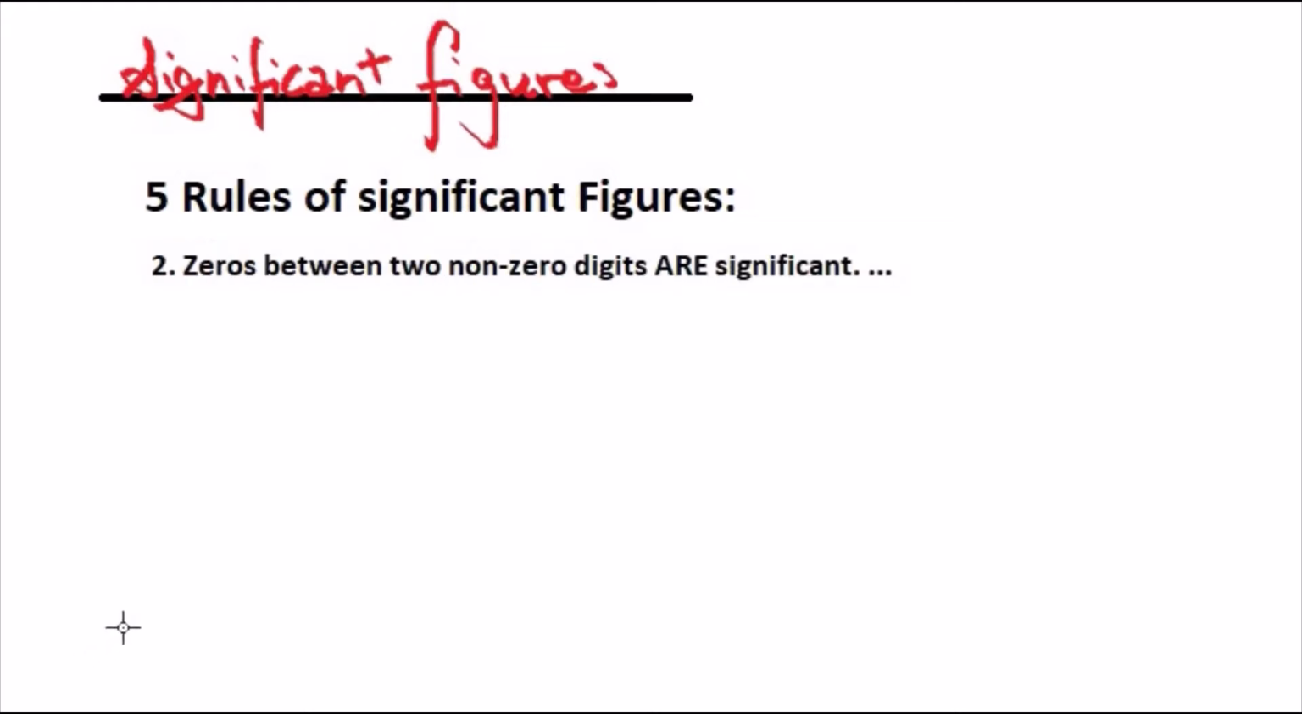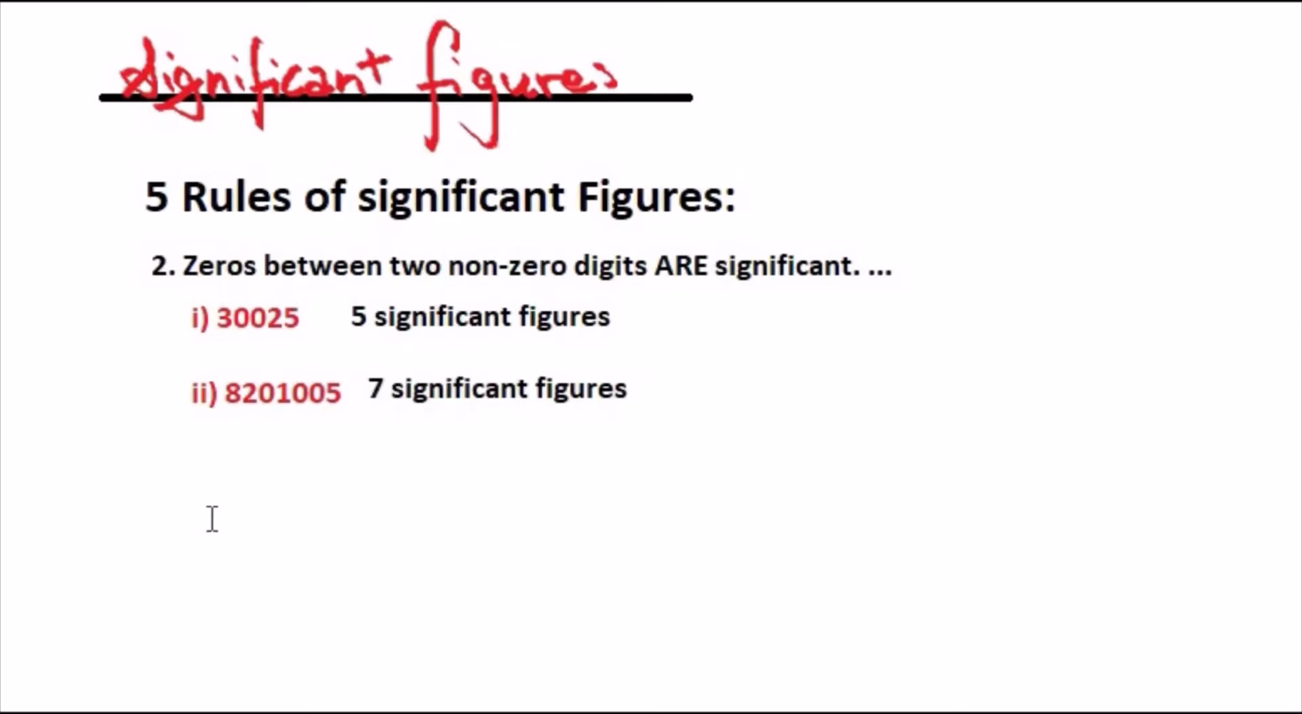Zeros between 2 non-zero digits are significant. So in these examples, we have 2 zeros in the first one appearing between 2 non-zero digits 3 and 2. So in this case, we have 5 significant figures. Remember, non-zero digits are significant. In the second example, again, we have zeros appearing between non-zero digits. They are significant. So in this example, we have 7 significant figures.